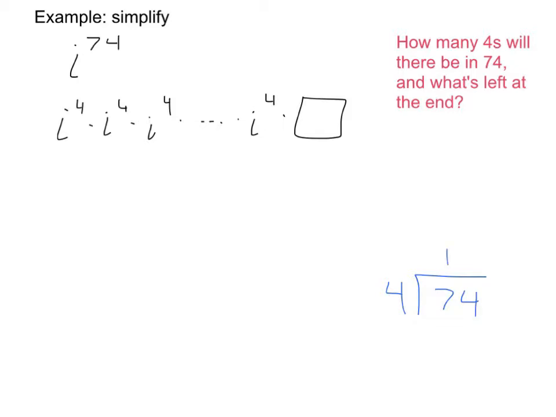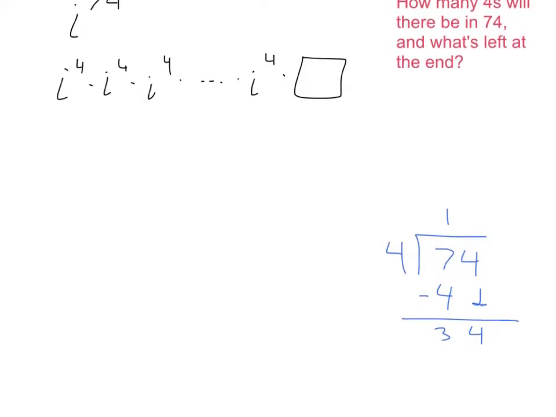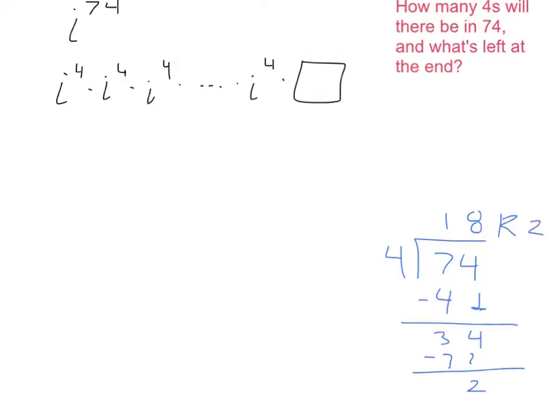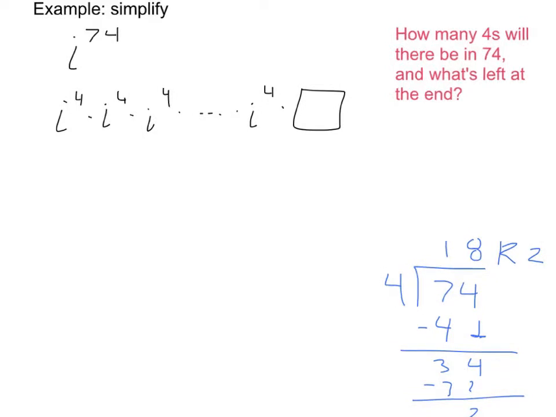We've got, 4 goes into 7 one time, and then 1 times 4 gives me 4. We subtract. We've got 3, we bring down the 4. And now we're looking at, okay, 4 goes into 34 8 times. Again, 8 times 4 gives me 32. We subtract, and I've got 2. So you've got this idea of 18 remainder 2, with a little R2 from whatever grade you learned that in.